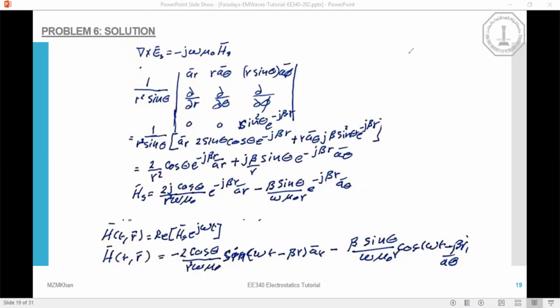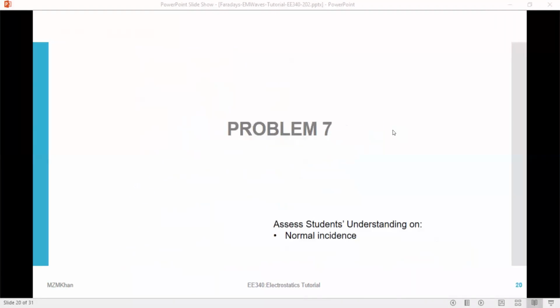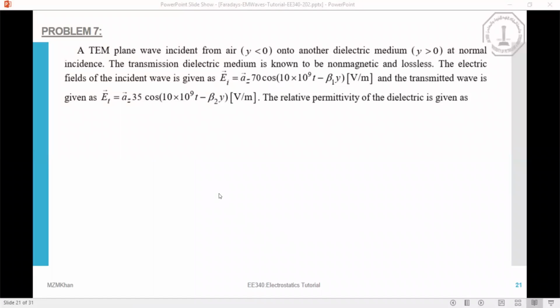Now, I want to take a couple of questions on the incidence. So we have taken the normal incidence, we have taken the oblique incidence. So the next two problems are on the normal incidence and the oblique incidence. So this is the normal incidence. So what is the question?